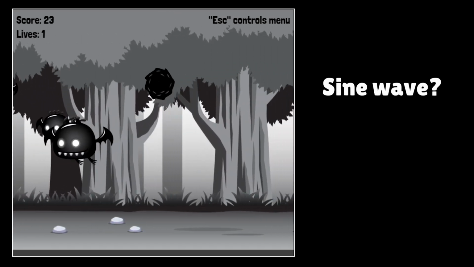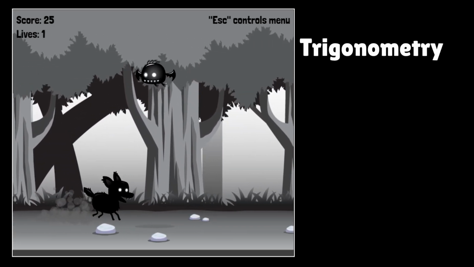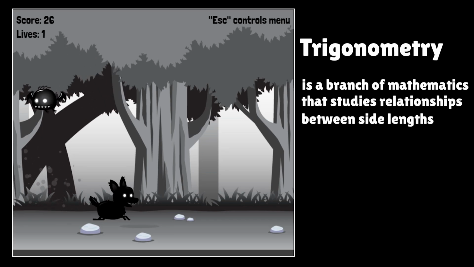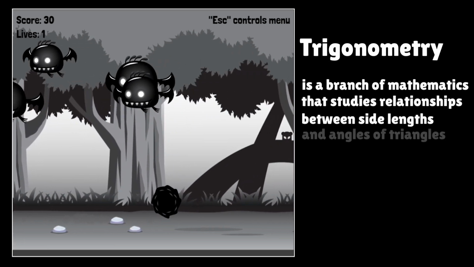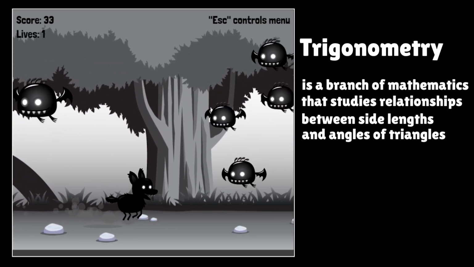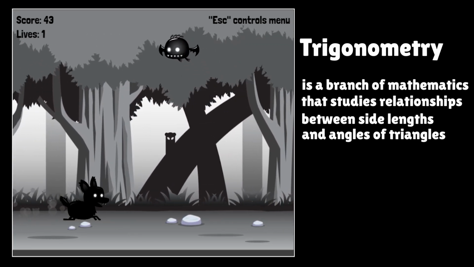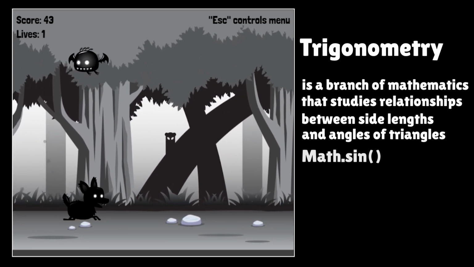Let's do a little bit of very simple, beginner-friendly trigonometry. Trigonometry is a branch of mathematics that studies relationships between side lengths and angles of triangles. We use it to create wavy and circular movement in our JavaScript animations thanks to built-in JavaScript math methods. Today we will have a look at Math.sin and Math.cosine built-in JavaScript methods.